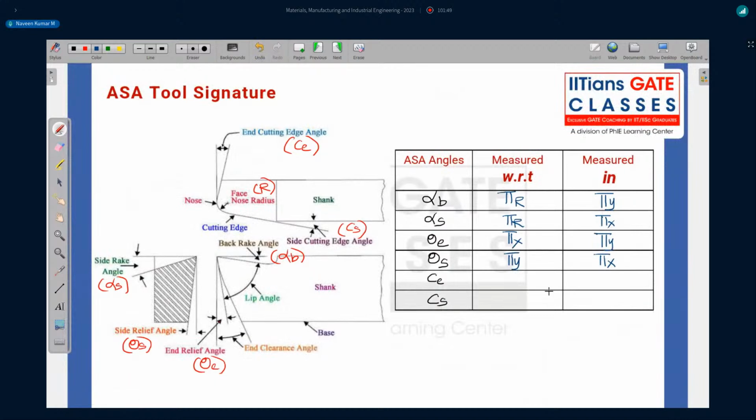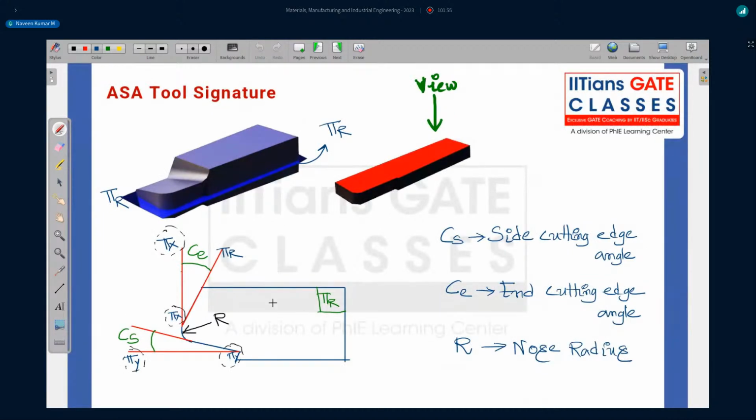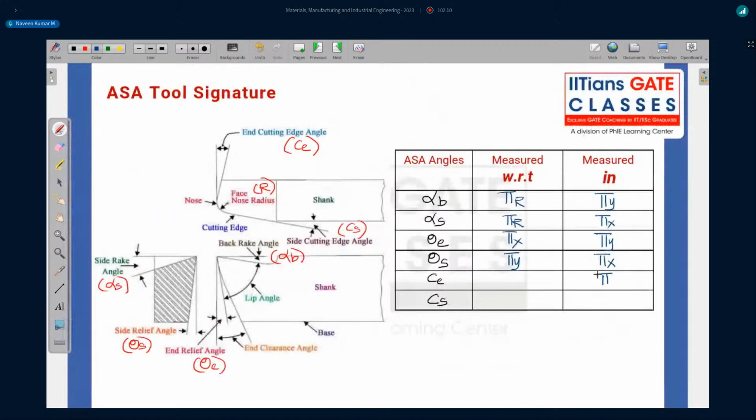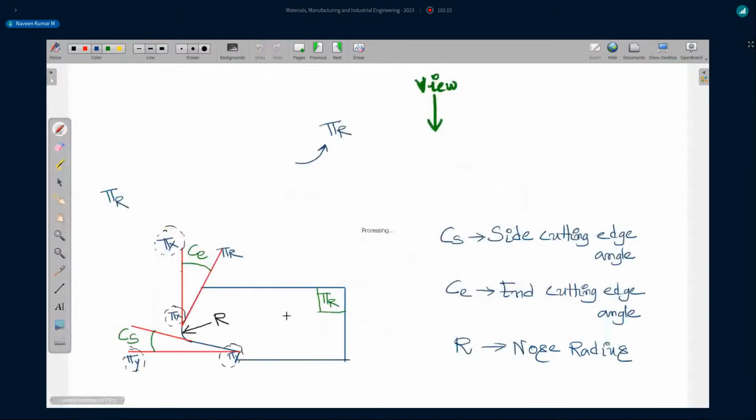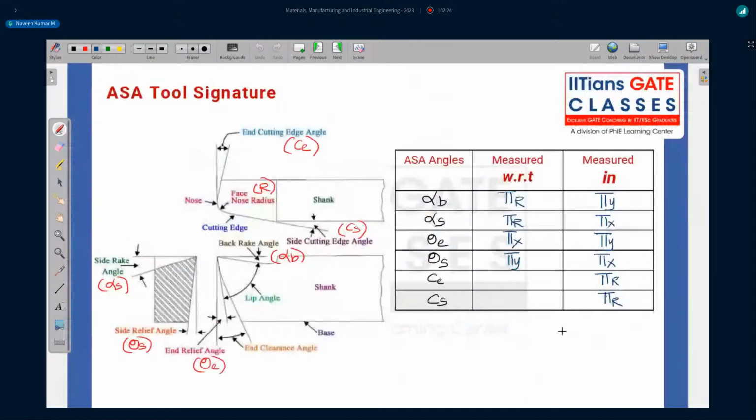Okay. In the same way, CE, CS are visible in pi r plane. Can you see that? Yes, both are visible in pi r plane. So measured in pi r plane, but this is pi x and this is pi y. Both are visible because we are cutting in pi r plane and visible in pi r plane only. In top view only, these are visible. So let me write these are pi r, visible in, or measured in. But you see here, CE is with respect to pi x plane, CS with respect to pi y plane, right? So this is what is important.